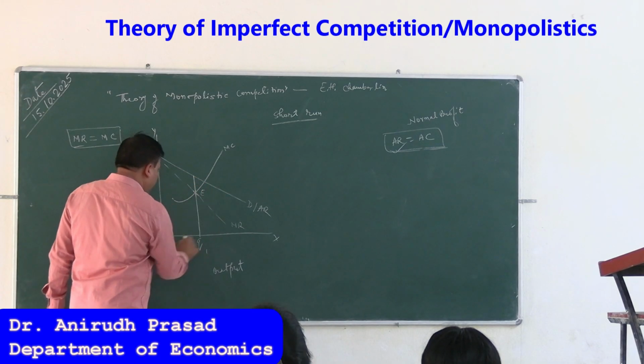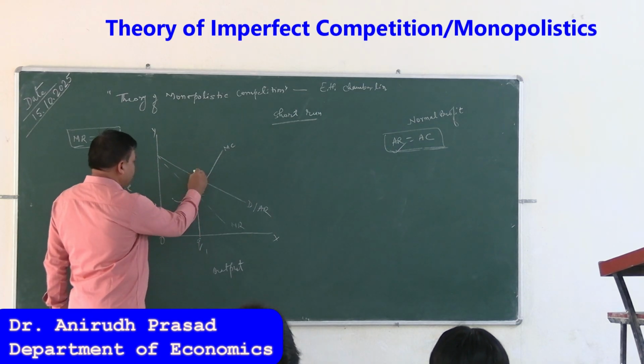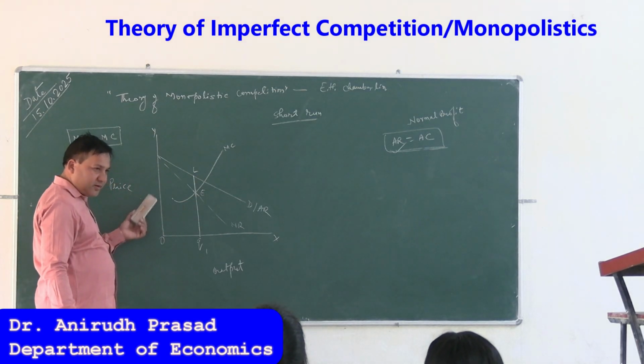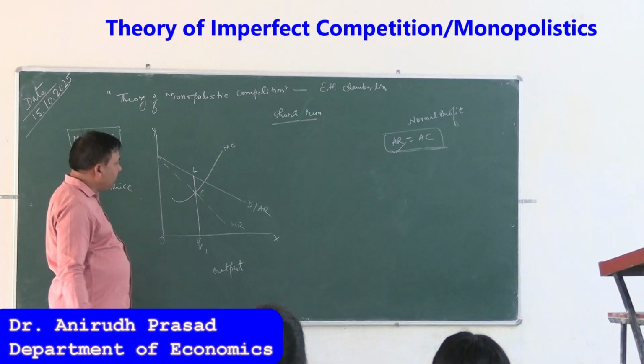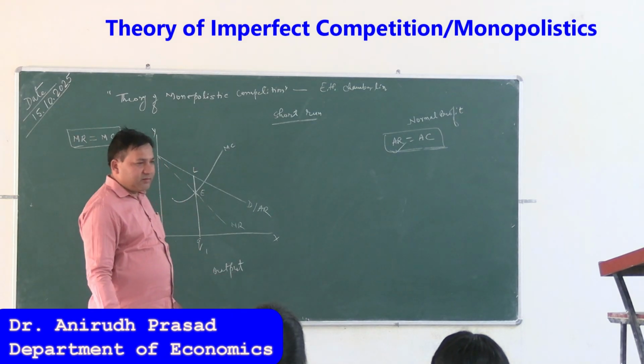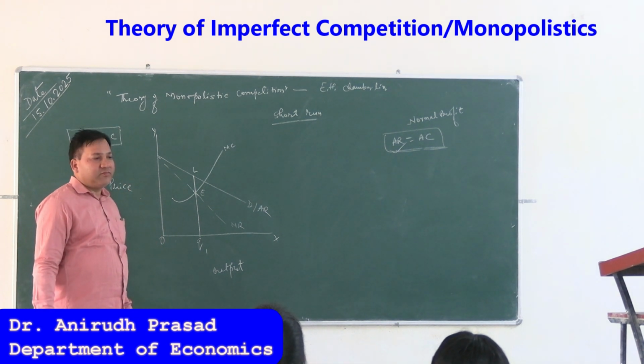At OQ1 output, we are getting Q1L revenue, average revenue, per unit revenue, but still average cost is not decided. We need to see what is the average cost of the firm.